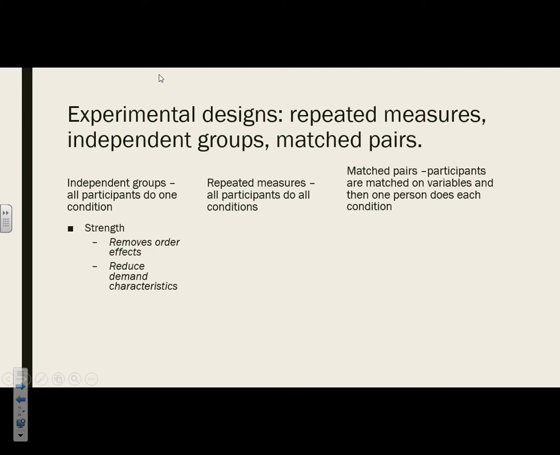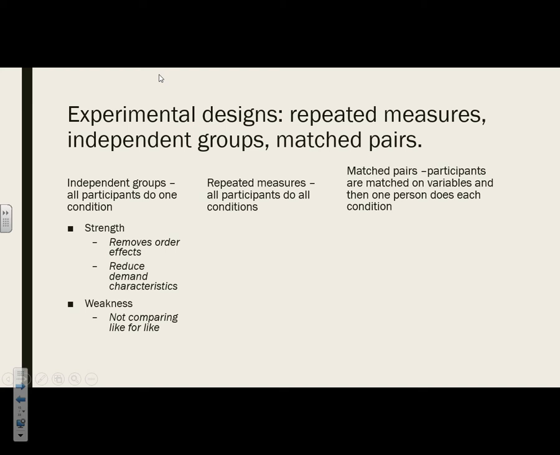Problems with independent groups, or strengths. Removes order effect. If you're only doing 1 condition, then you can't be affected by fatigue or practice effect. So you can't get tired, or work out and improve, and therefore, of course, it reduces demand characteristics as well. Even if you work out the aim, you can't really alter your behaviour between condition 1 and condition 2. It reduces demand characteristics. It doesn't remove them completely, because you can go, I'm supposed to do really badly on this test, and do really badly, even if you don't do the other tests as well.